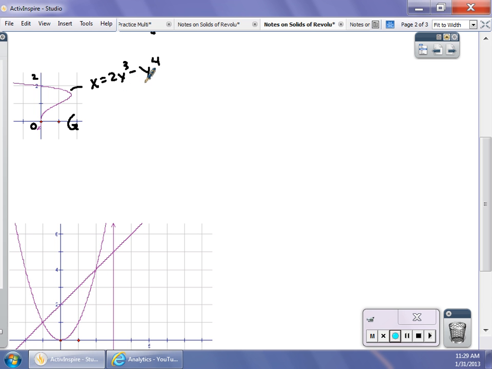Obviously, you can't solve this equation for y. So therefore, I have to leave the integrand this way. There's no other way of doing it. So I have to use shells. Because I'm going around the horizontal line, I want y to be my variable, I have to use shells.